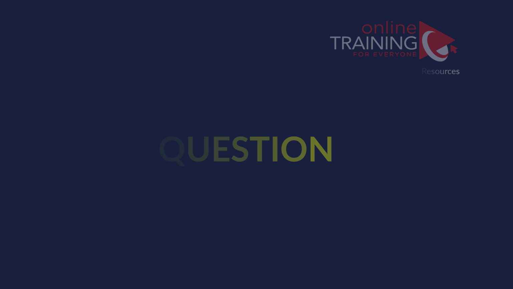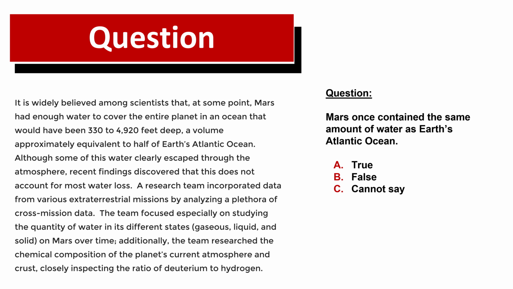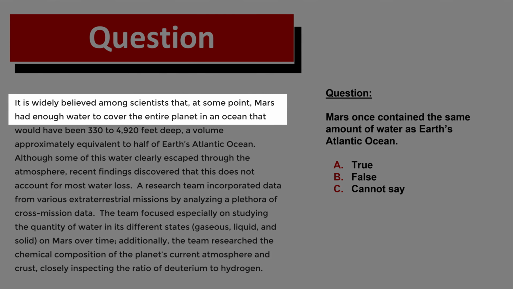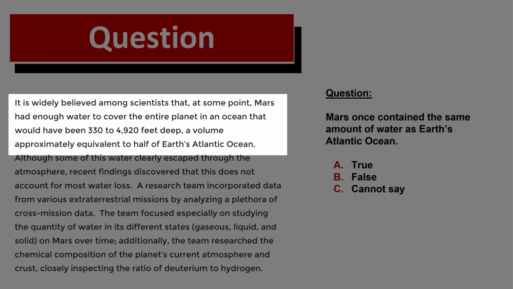Let's look at the interesting question you frequently see on the test. You're presented with the passage and then the question that follows the passage. So I'm going to read the passage and then we'll let you answer the question and we'll reveal the solution in a little bit. It is widely believed among scientists that at some point Mars had enough water to cover the entire planet in an ocean that would have been 330 to 4,920 feet deep, a volume approximately equivalent to half of Earth's Atlantic Ocean.